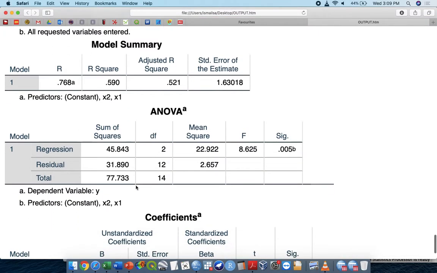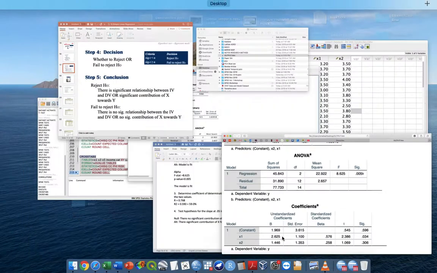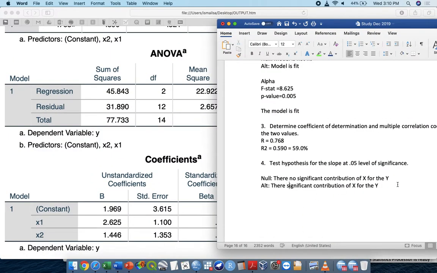So now let's look into our data. Which one is significantly predicted? X1 can predict, yes, because the value is less than 0.05. What about X2? X2 is more than 0.05. That means only one predictor is functioning here. Therefore, you have to make the conclusion like this: X1 significantly predicts the Y, and X2 is not able to predict the Y. That is what we call the slope hypothesis.